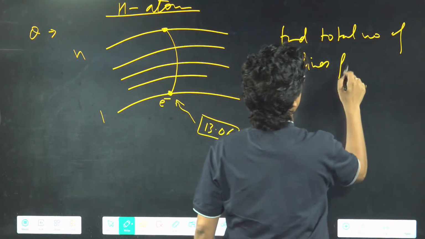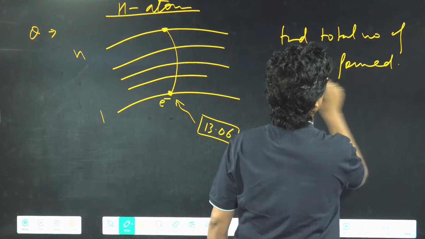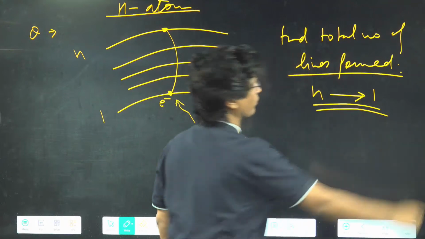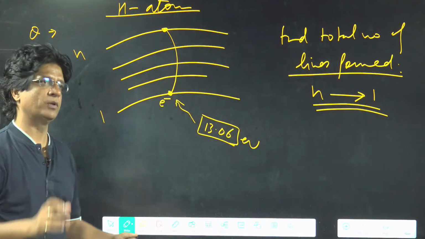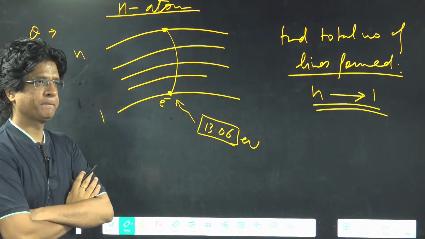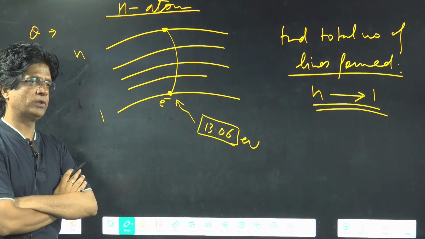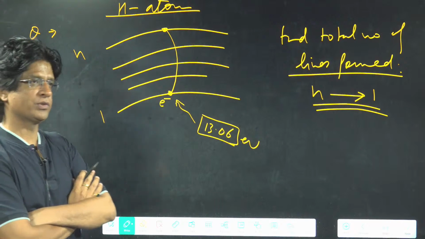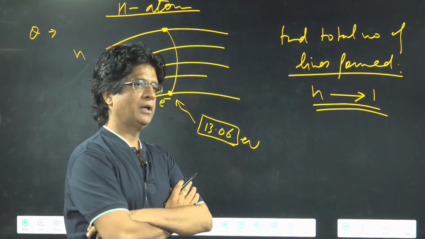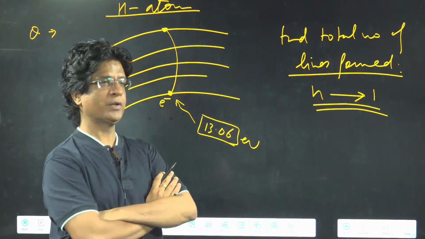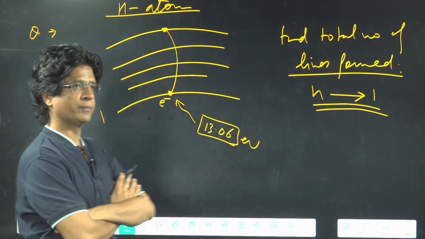Total number of lines formed when electron comes from orbit number n to orbit number 1. Find total number of lines formed. If this photon is having energy of 13.06 electron volt, how many total number of lines will be formed? Ashfaq, you are doing supremely good. Very good, Ashfaq.